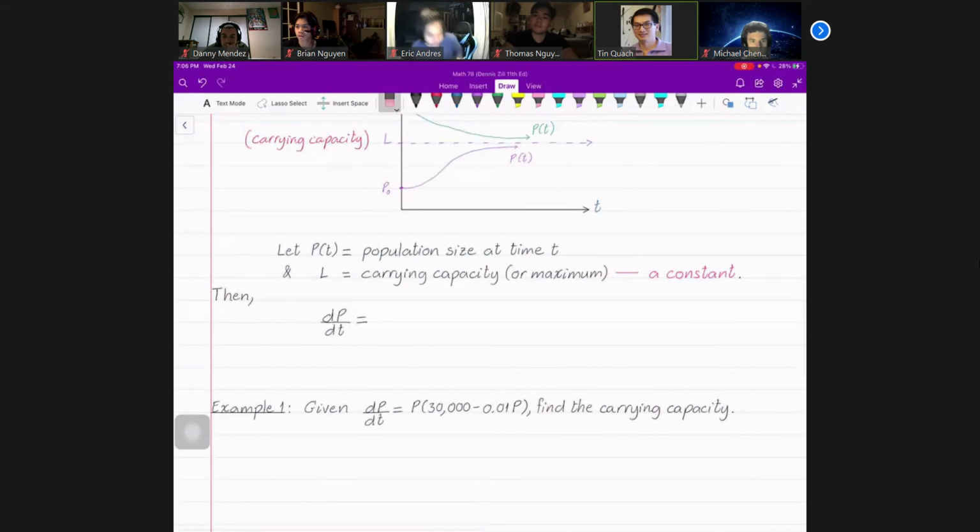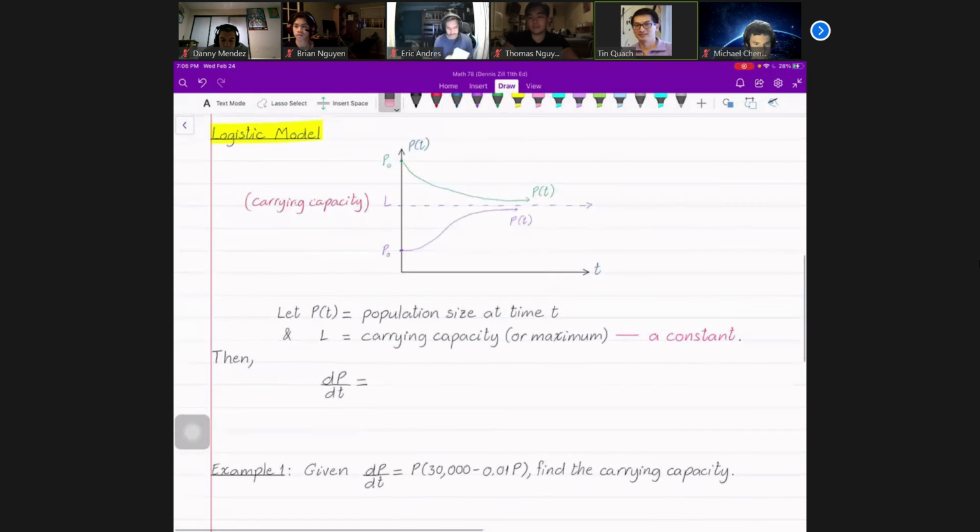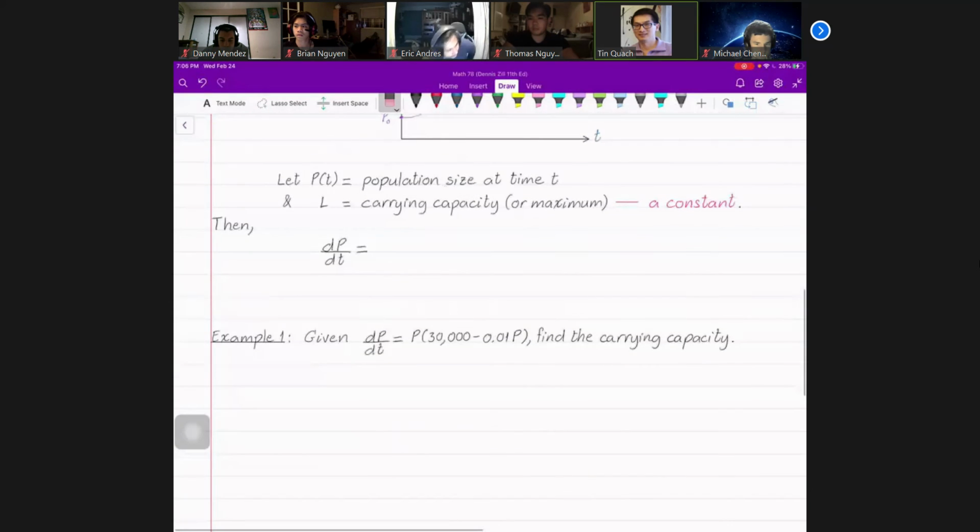So let P of t represent the population size at time t, and L is a constant, which is the carrying capacity, the maximum number that the space can accommodate, right? So what is the differential equation that would represent this model? Here's what it is. It is equal to a constant k times the population size at that time.